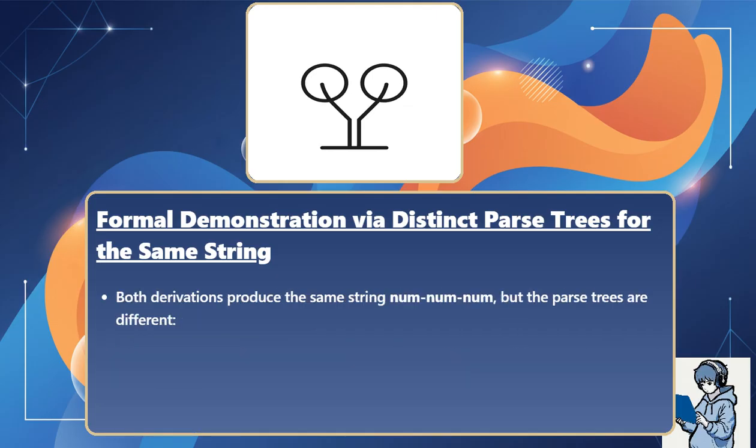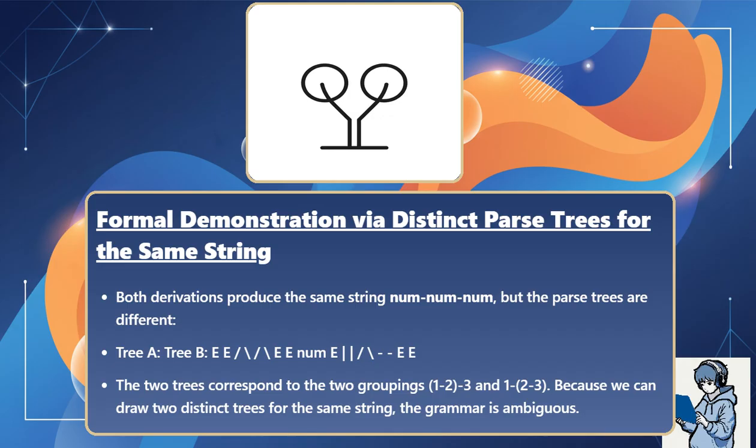Both derivations produce the same string num - num - num, but the parse trees are different. Tree A, an E node with two E children. Tree B, an E node with left child num and right child E, which itself has two E children. The two trees correspond to the two groupings (1 - 2) - 3, and 1 - (2 - 3). Because we can draw two distinct trees for the same string, the grammar is ambiguous.